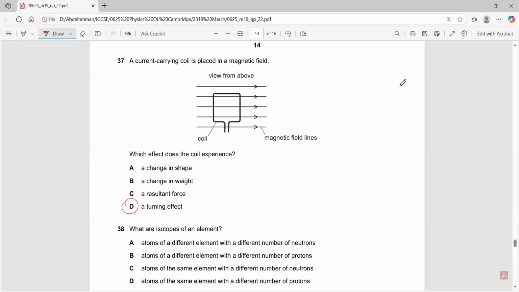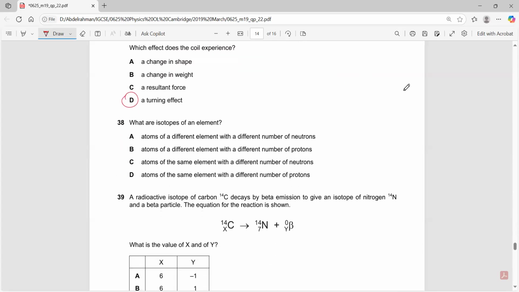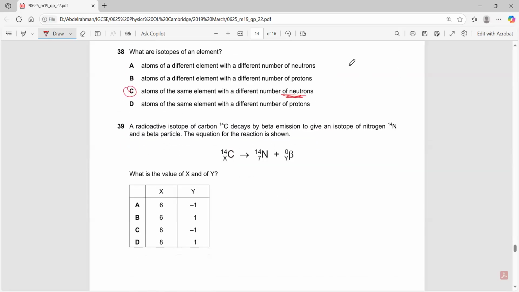This is a simple electric motor. What are isotopes of an atom? Isotopes are the same element with a different number of neutrons. What is the value of X and Y? So carbon, Y is -1, and this has to be 6, right? 6 and -1.